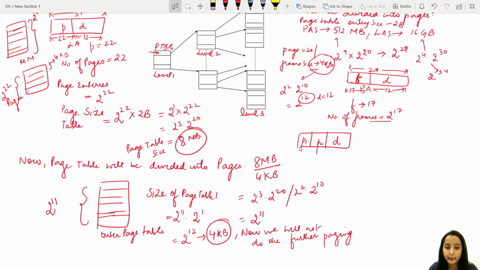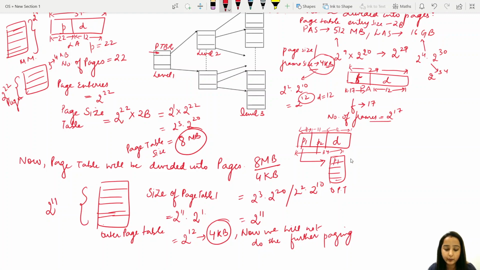This P1 will be pointing to the outer page table. From here, what is the value of D? 12. And what is the value of P1? We have calculated 11. The whole logical address is, I think, 34 bits. So 34 minus 12 minus 11 is 11 only. So this P2, the second page number, is also 11. So it will point here.